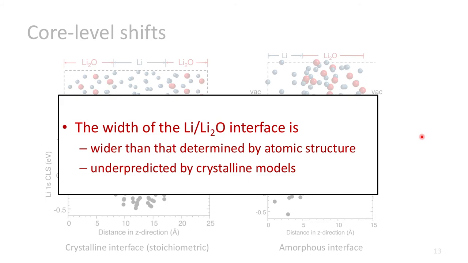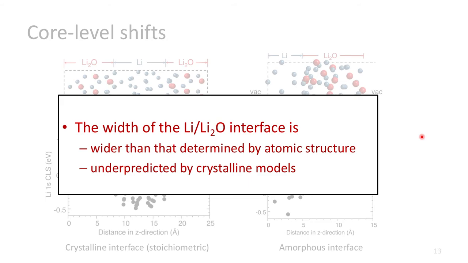Keep in mind that the amorphous interface is the lowest in energy and more likely to be present in nature. So, studies that only assess crystalline interfaces, which as I mentioned earlier in the talk, are the most common in the literature, will underpredict the size of this interface based on the electronic structure.